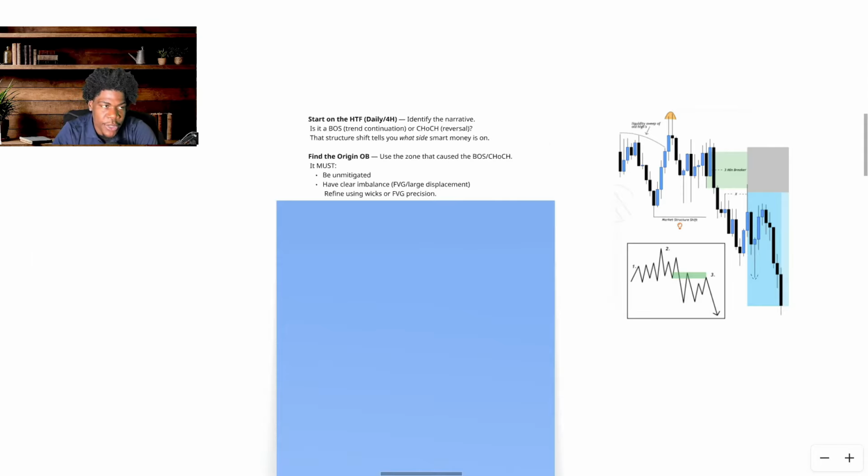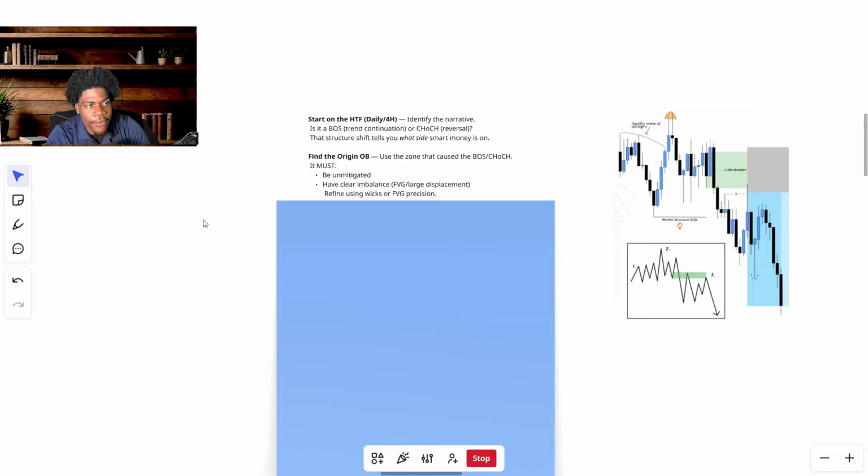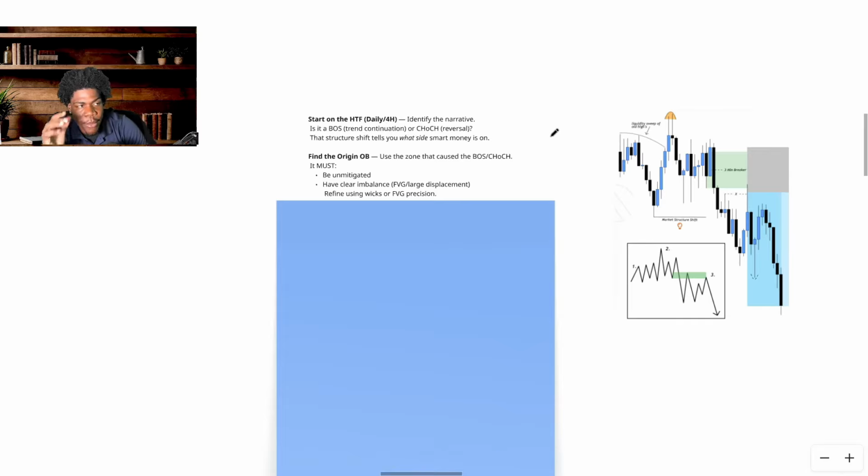Now let's get into this simple strategy. Start on the higher time frames, on the daily and the 4-hour, and identify the narrative. What is price trying to tell us? Is it a break of structure? Do we have a continuation? Or do we have a change of character, like a reversal setup?